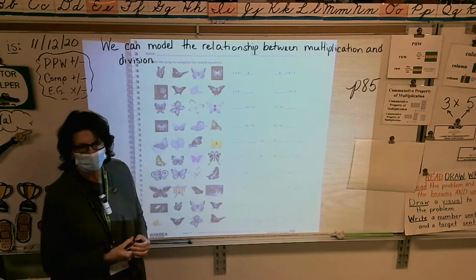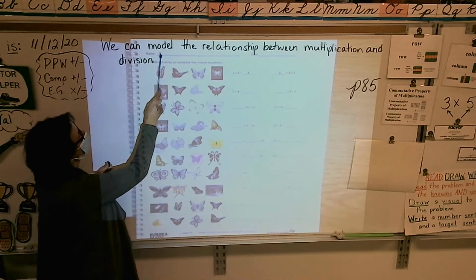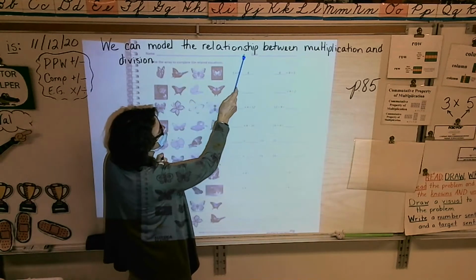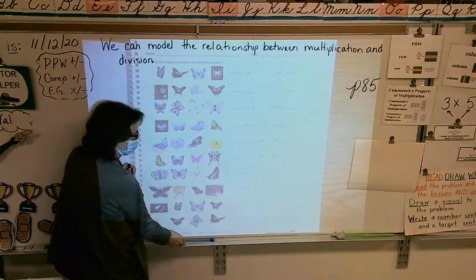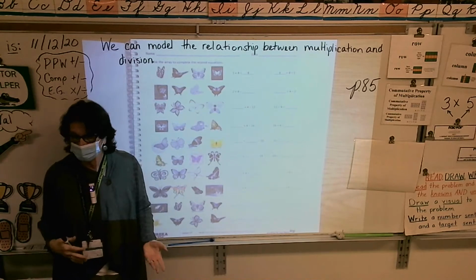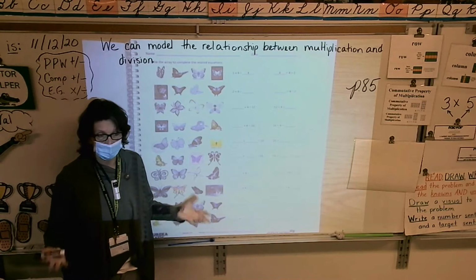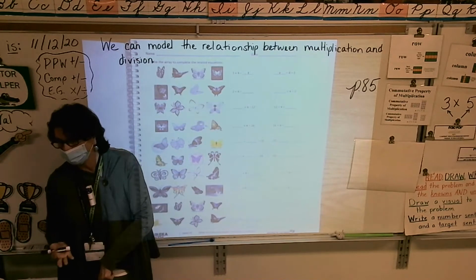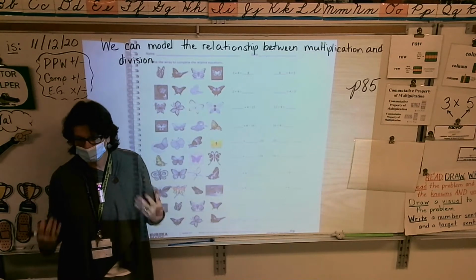So let's read that together on the count of 1. 3, 2, 1. We can model the relationship between multiplication and division. And we've already done quite a bit of this. We know when we write a multiplication sentence that shows the number of groups, the size of the groups, and the total. We can also write a division sentence that starts with the total, and then we divide by the number of groups and find the size of the groups, or vice versa.